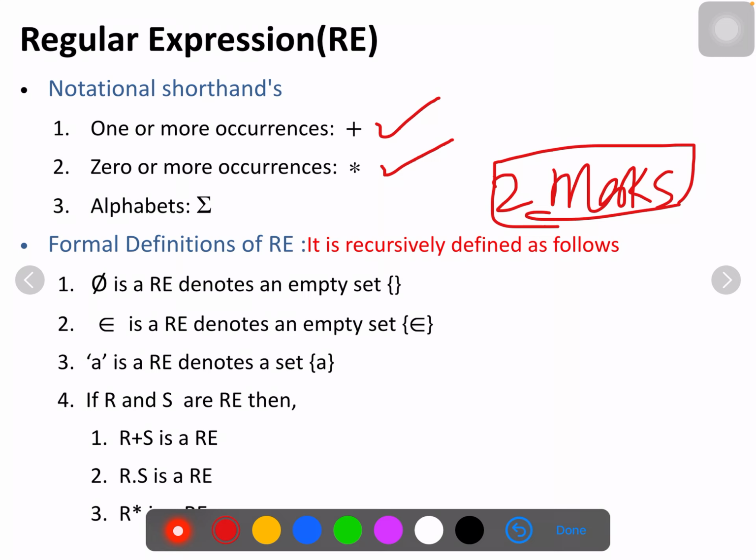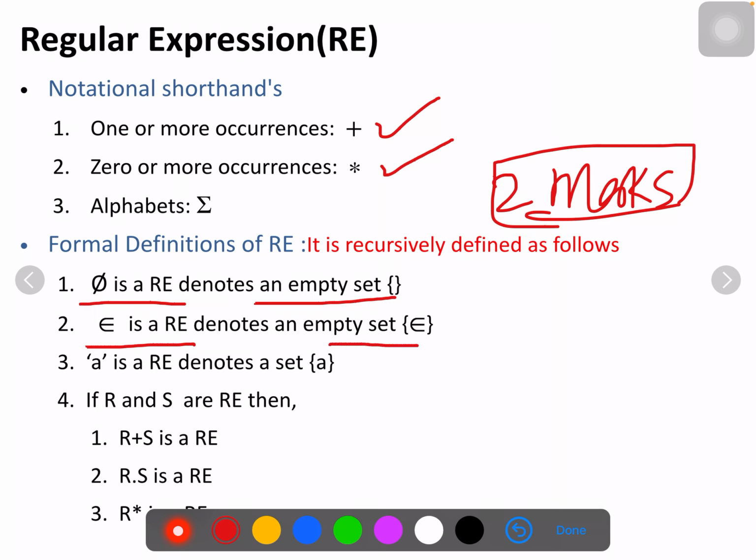In the exam they ask for 2 marks, or 2 or 3 marks. Mainly they may ask 2 marks. Sometimes they adjust the questions, and then one or two marks will be added. So how do you define RE recursively? Look at that. There are 4 definitions, 1, 2, 3, 4. It can be defined recursively as well.